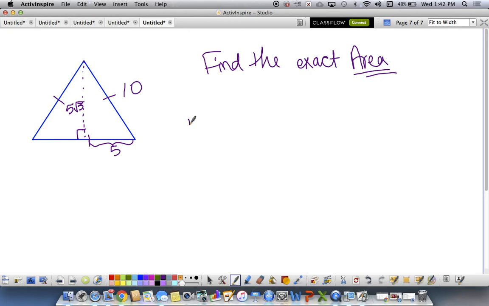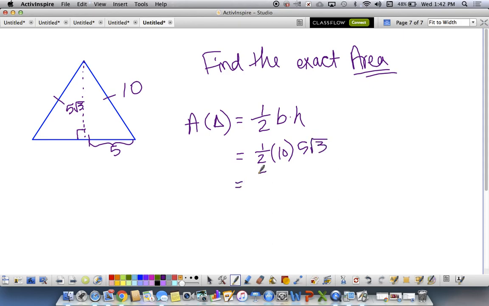So what is the area of a triangle formula? 1/2 base times height. What is the base? 10. Half of the base, because I want the area of the whole thing, times the height. Half of 10 equals 5. 5 times 5 root 3 is 25 root 3. It's okay just to use 1/2, but don't do half and half again.